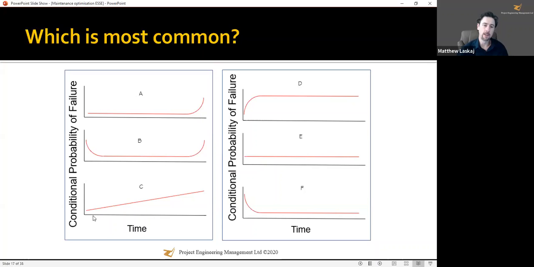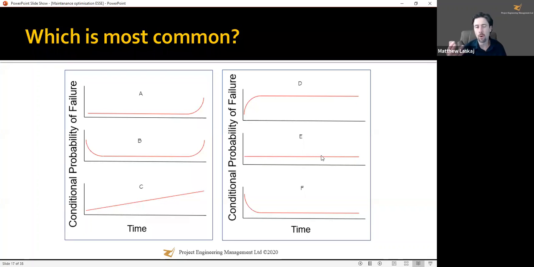C, the piece of equipment gets more likely to fail over time. D, it's pretty reliable when we first install it because we've just installed it, and it then gets an increased chance of failure as its life goes on. E, it's just completely random all the way throughout its life.